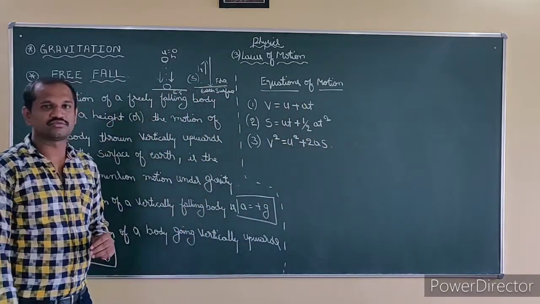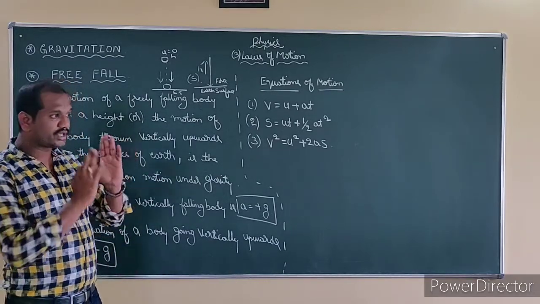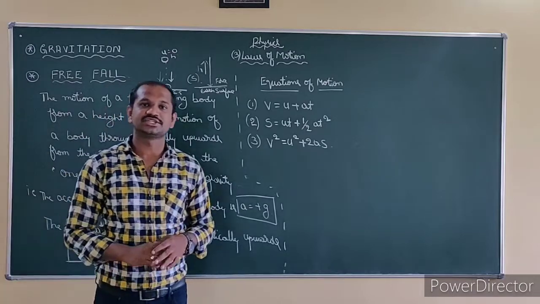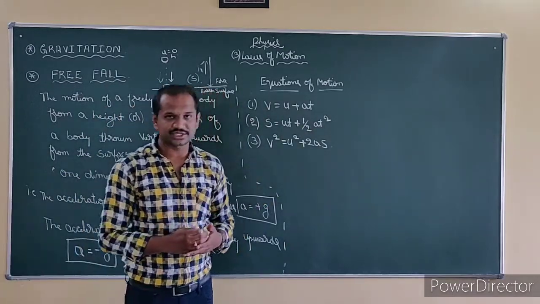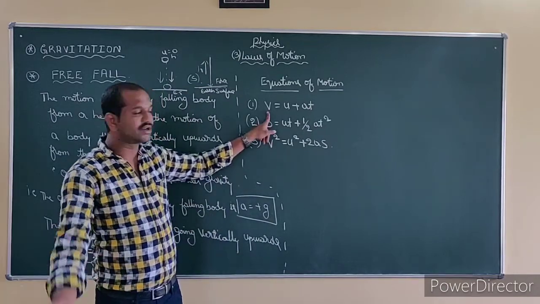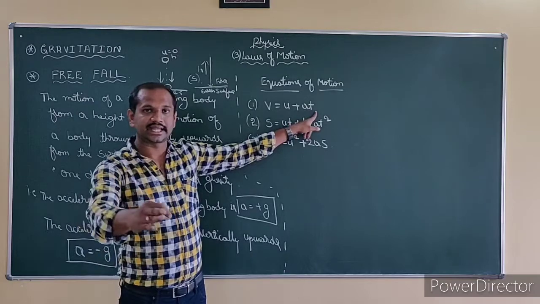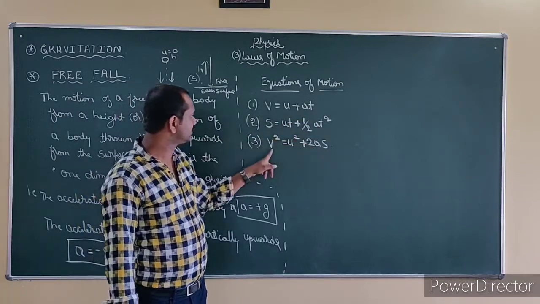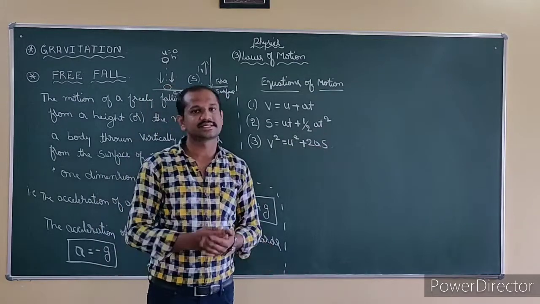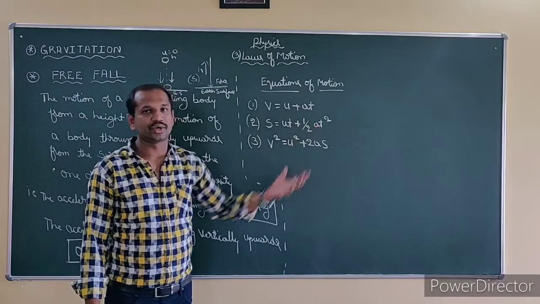These three equations of motion we studied in the motion in one dimension chapter, that is, when a body is moving in a linear or translational motion. These three equations of motion come into the picture. Here v is final velocity, u initial velocity, a acceleration, t time, s displacement. Understand? These are the decoding terms. What do you mean by v, u, or t?